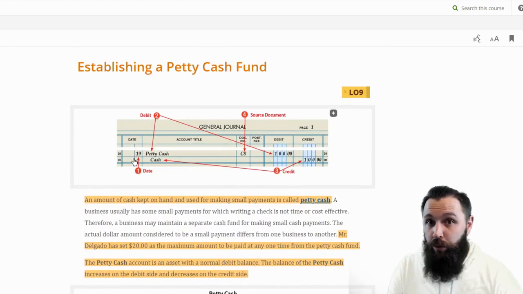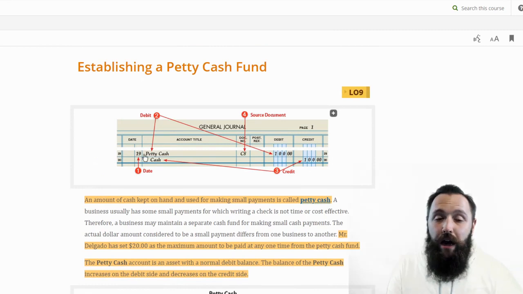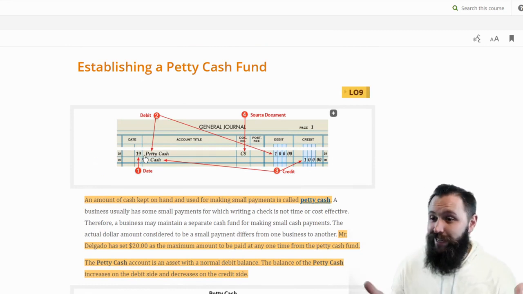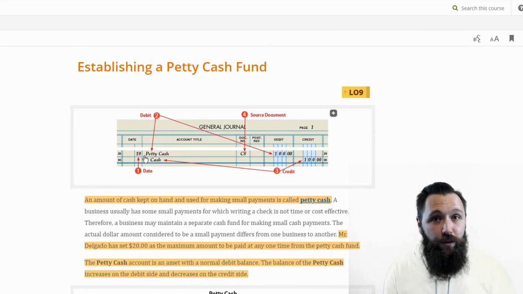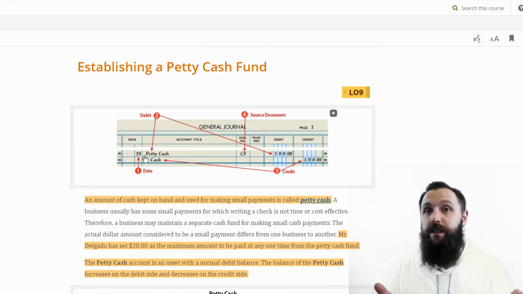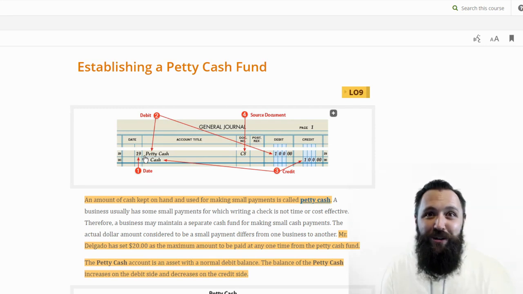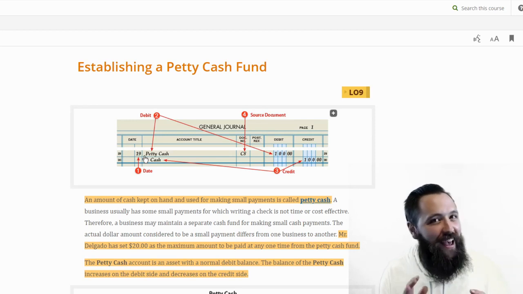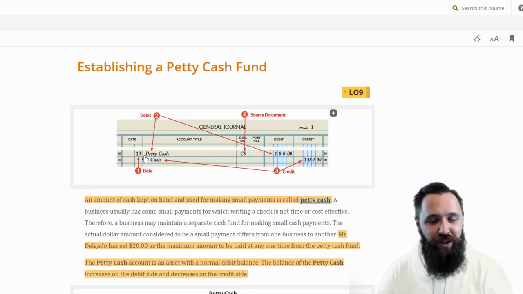We put in the date when we create the petty cash fund. Our account title now, we have a new account and it's petty cash. We put the account title petty cash and we debit it. It's an asset. We're increasing the petty cash fund. After that, how do we increase the petty cash fund? Well, we use cash for it, right? We're just exchanging one asset for another asset at this point.